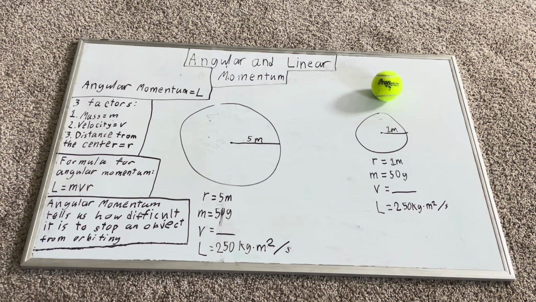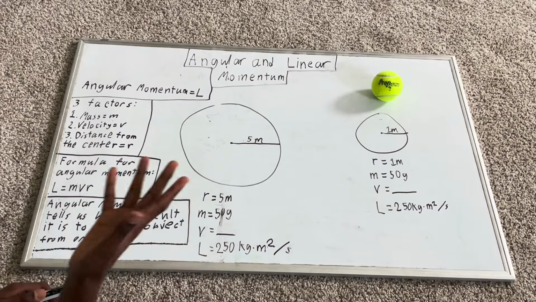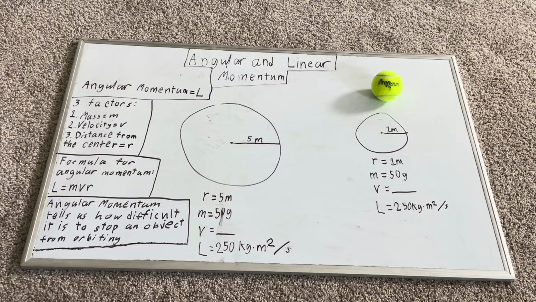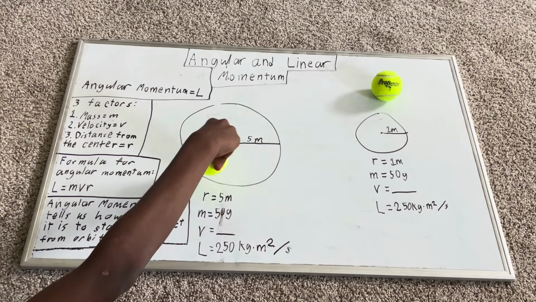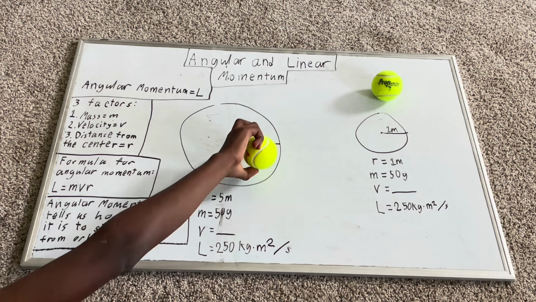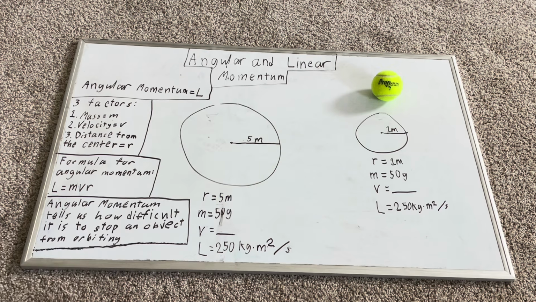The second factor is velocity. For example, when I throw this tennis ball up, it has a velocity of about 2 meters per second. Velocity also includes direction, but we're not focused on that right now. The third and final factor is the distance from the center. For example, when this tennis ball is orbiting around this center, the distance from the center is 5 meters.